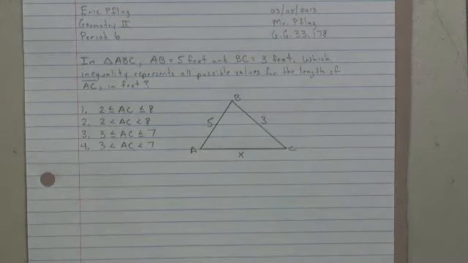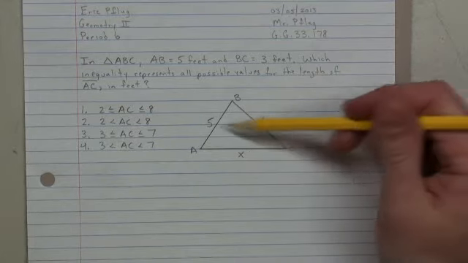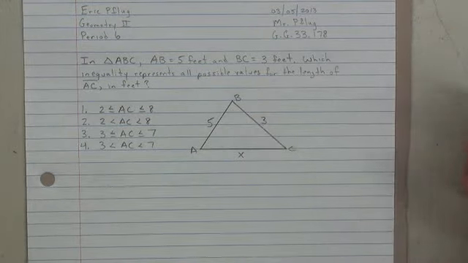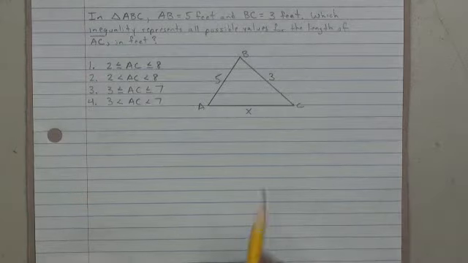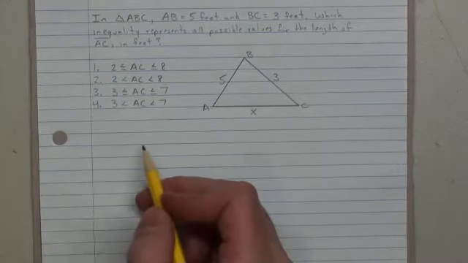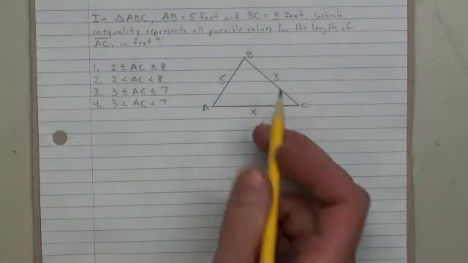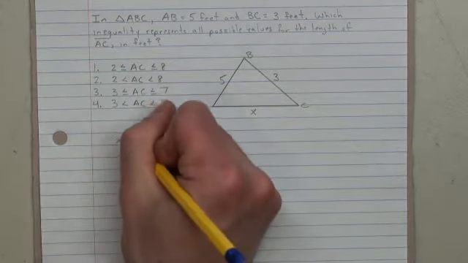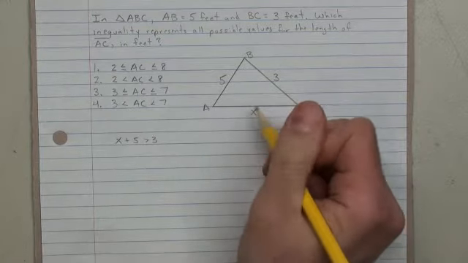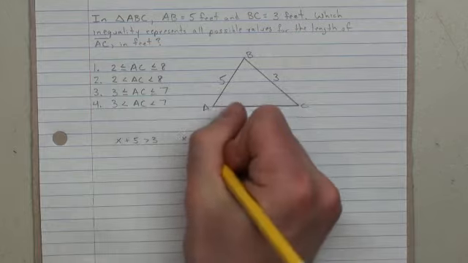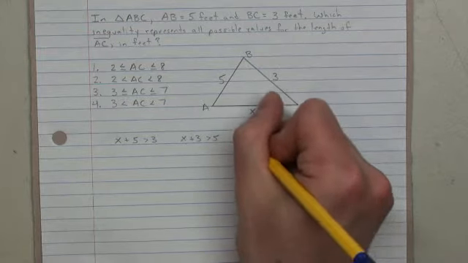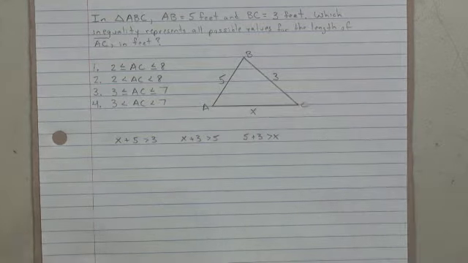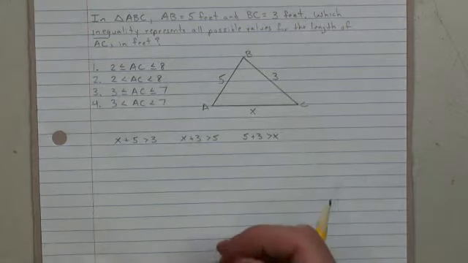Okay? Don't worry that BC looks like it's longer than AB. That's just because of the way I drew the triangle. I just drew any triangle, and that's not going to affect the problem. So what we do is we set up our three situations. We know that x plus 5 must be greater than 3. We also know that x plus 3 must be greater than 5. And we know that 5 plus 3 must be greater than x. So we have three separate situations here, and we just have to solve each one.